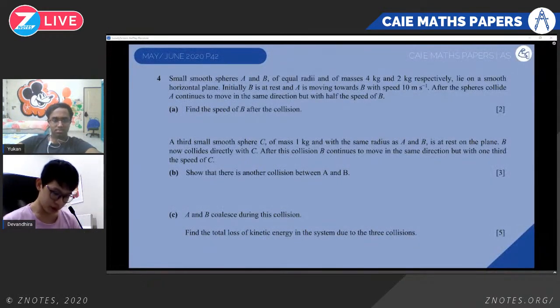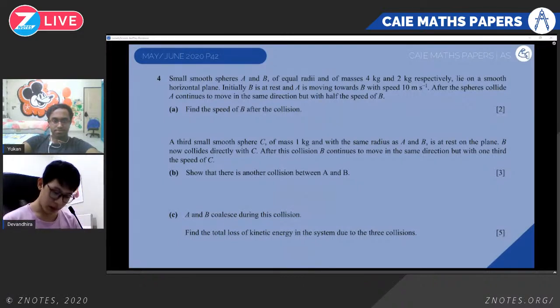Small smooth spheres A and B of equal radii and of masses 4 kg and 2 kg respectively lie on a smooth horizontal plane. Initially, B is at rest, and A is moving towards B with a speed of 10 meters per second. That's pretty fast. After the spheres collide, A continues to move in the same direction, but with half the speed of B. Find the speed of B after the collision. Sure, let's do that question first.